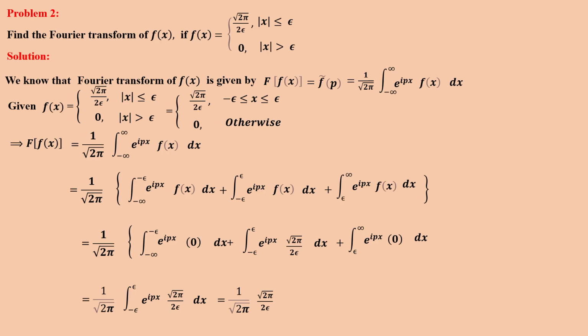Which is equal to 1 by root 2 pi. Root 2 pi by 2 epsilon is a constant, take it outside the integration: integral from minus epsilon to plus epsilon e power i p x dx, which is equal to 1 by 2 epsilon, because the root 2 pi in the numerator and denominator get cancelled. So the remaining is 1 by 2 epsilon. We know the integral of e power a x is e power a x by a. Here you have e power i p x, so instead of a you have i p. So e power i p x by i p, with lower limit minus epsilon and upper limit plus epsilon, right?